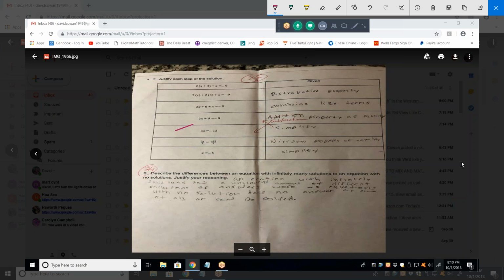Describe the differences between an equation with infinitely many solutions to an equation with no solutions. Justify your reasoning. You got 2 out of 4 on that? Yeah. You can do some drawing here, and maybe I can explain this a little better for you.